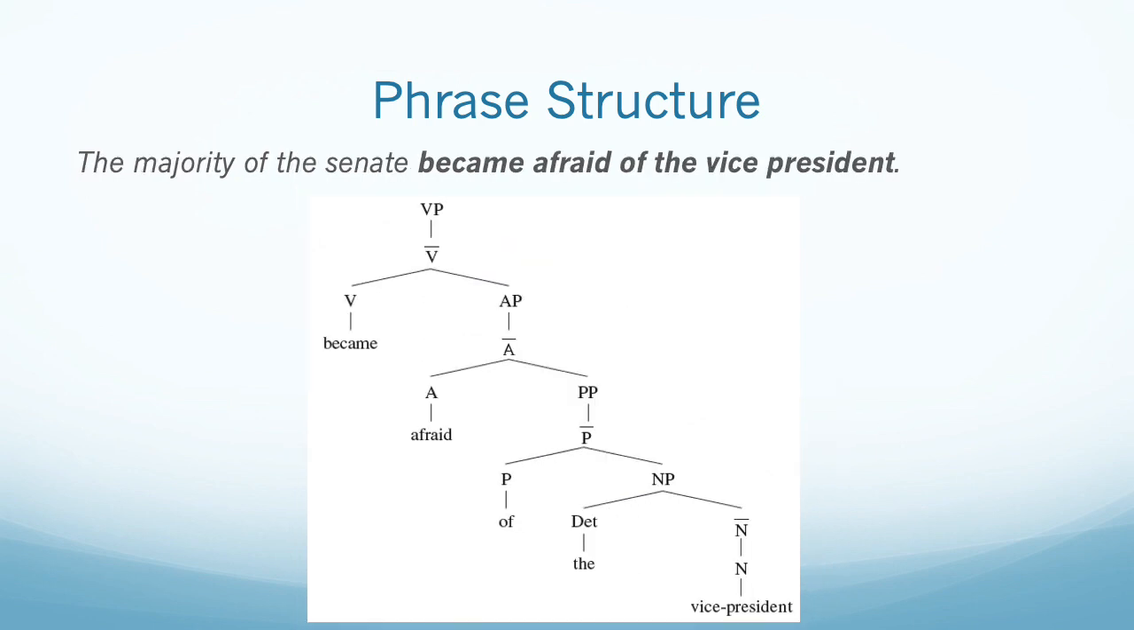The next part of the sentence, became afraid of the vice president, is a verb phrase. It's headed by the verb became. And then we have an adjective phrase. These are a little bit more unusual, but they do exist. We have the head of the adjective phrase, afraid, which is itself an adjective. And then you have to be afraid of something, right, typically. So then we have the prepositional phrase, of the vice president, which has of as the head of it, the preposition of, and then the noun phrase, the vice president.